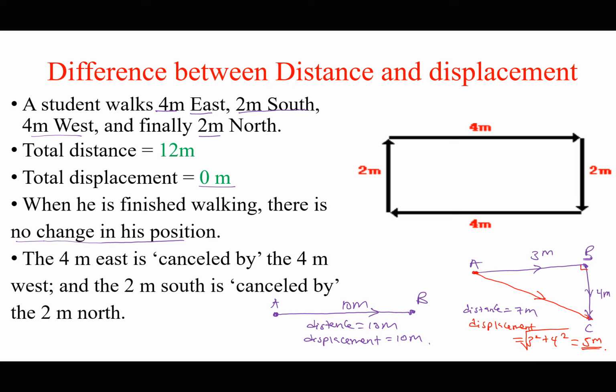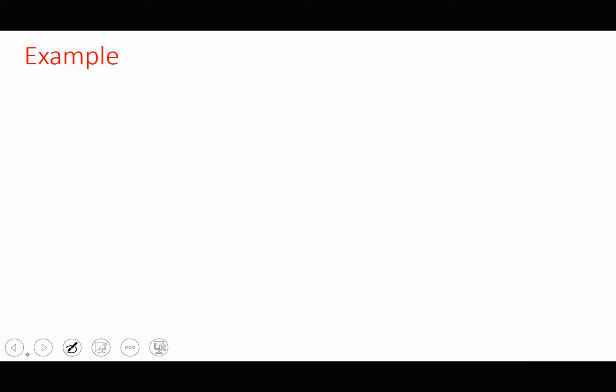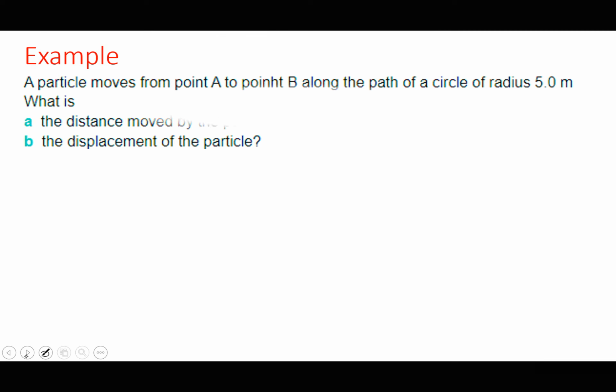So if there is no change in direction, the displacement and the distance are the same. But if there is a change in direction, the displacement will always be smaller than the distance. Example: a particle moves from point A to point B along the path of a circle of radius 5 meters. What is the distance moved by the particle, and the displacement of the particle?